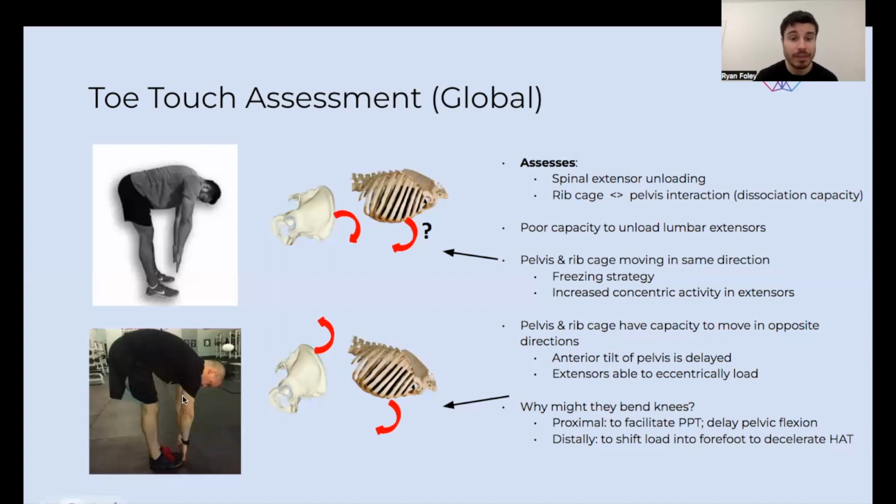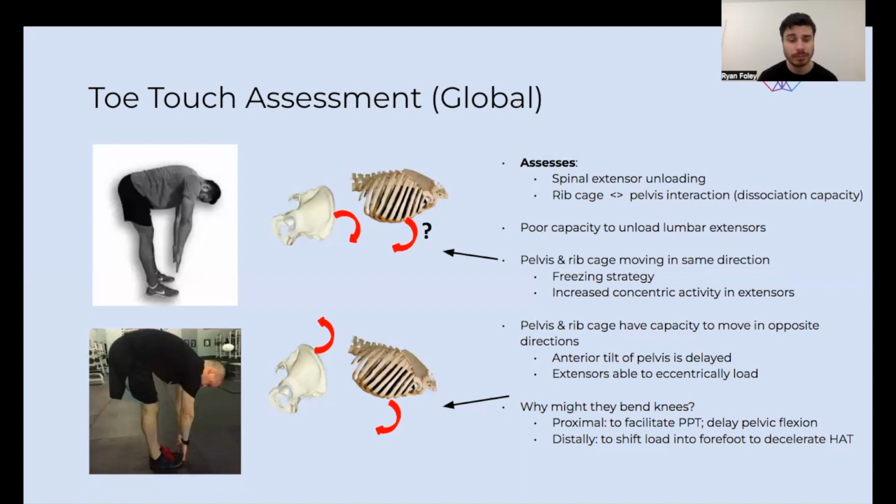Now, if you look at these images on the left-hand side, I know these are still images, so they don't really give us a huge amount of information. But if we imagine that the guy in the top left was able to flex the ribcage early on to initiate that spinal flexion and that eccentric behavior of the spinal extensors, but then his pelvis flexed forward very quickly early on during the toe touch, then that would represent what Bernstein describes as a freezing strategy or an in-phase strategy, where both segments are moving in the same direction, which reduces their capacity to dissociate, and it also reduces their capacity to allow the spinal extensors to relax and express that eccentric behavior.